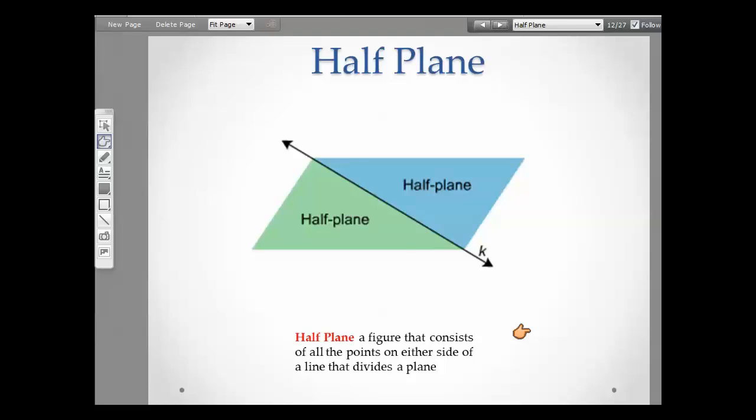Now let's talk about a half plane. This one's pretty easy. Now realize that we always draw this parallelogram to represent a plane, but planes go on indefinitely. They never end. So they really don't have any shape at all. But we always draw a parallelogram to represent them. A half plane is a figure that consists of all points on either side of a line that divides the plane. So, like this green spot, that's a half plane. This blue spot, that's a half plane.